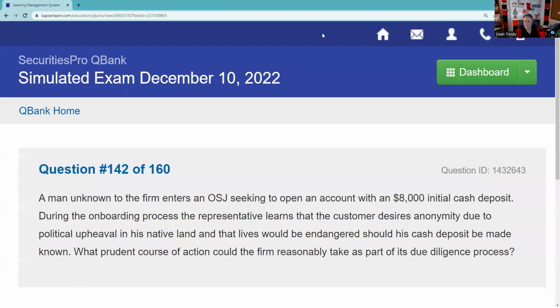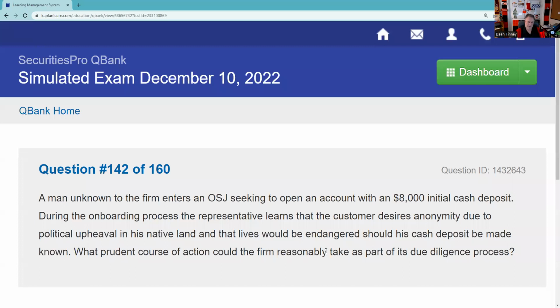142. A man unknown to the firm enters an OSJ seeking to open an account with an $8,000 initial cash deposit. During the onboarding process, the representative learns that the customer desires to be anonymous due to political upheaval in his native land and that lives would be endangered should his cash deposit be made known. What prudent course of action could the firm reasonably take as part of its due diligence process?